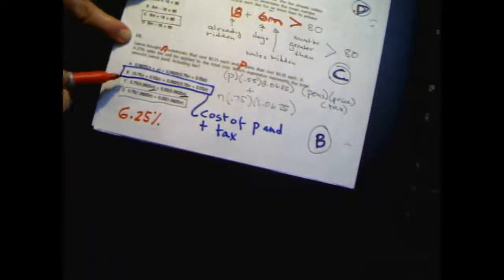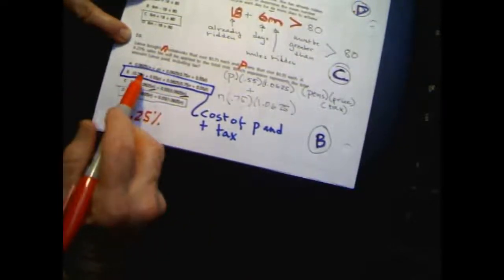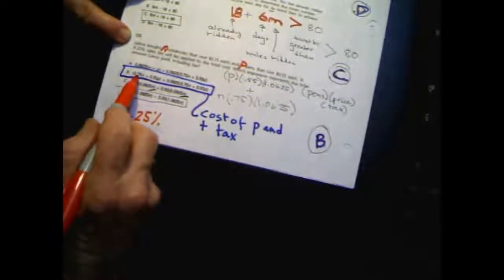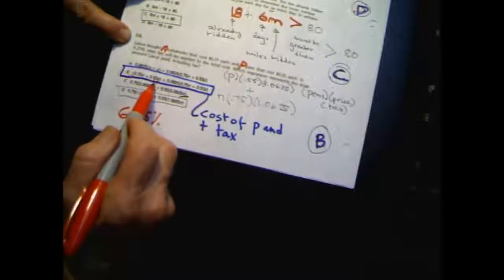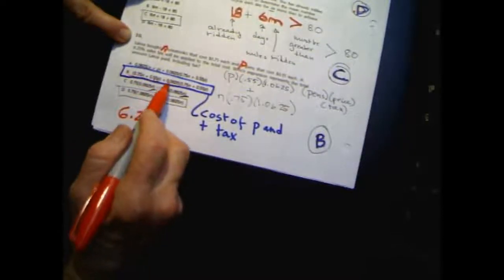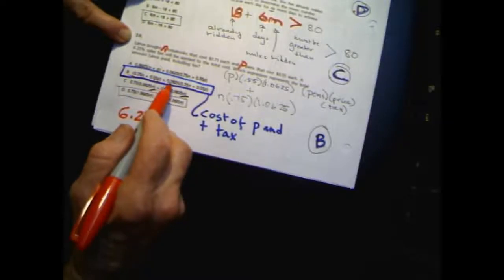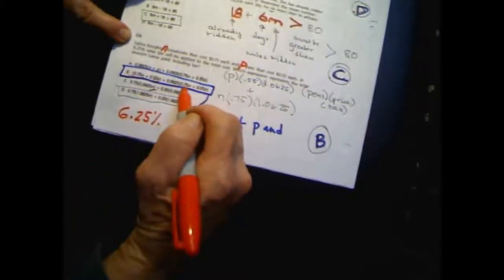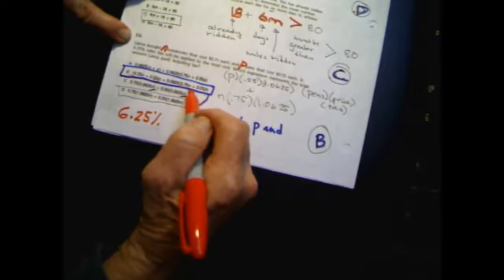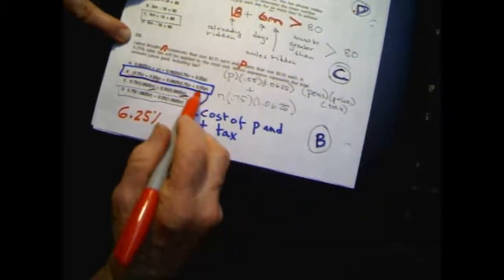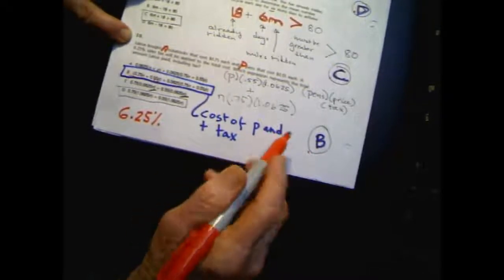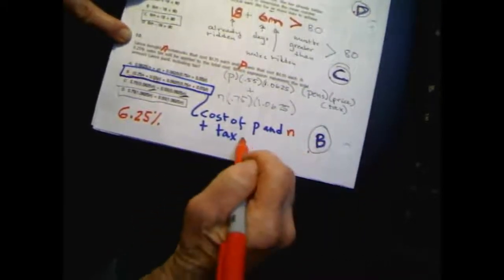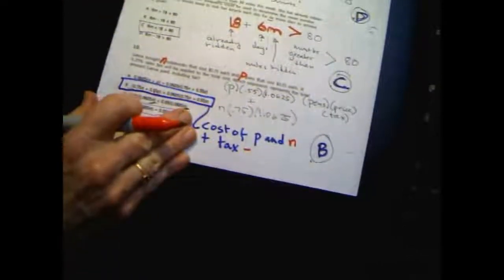So you have to look at each one of these equations, and this one is kind of tricky. But you have to say, well, here are the notebooks, here are the pens. So if I add that up, that's the total price. Then I take the 0.0625, which is the tax, and I basically have to add it on to the price of the pens and the notebooks. So the correct answer choice is B. It's the cost of the pens and the notebooks, plus the tax that you have to pay for them.